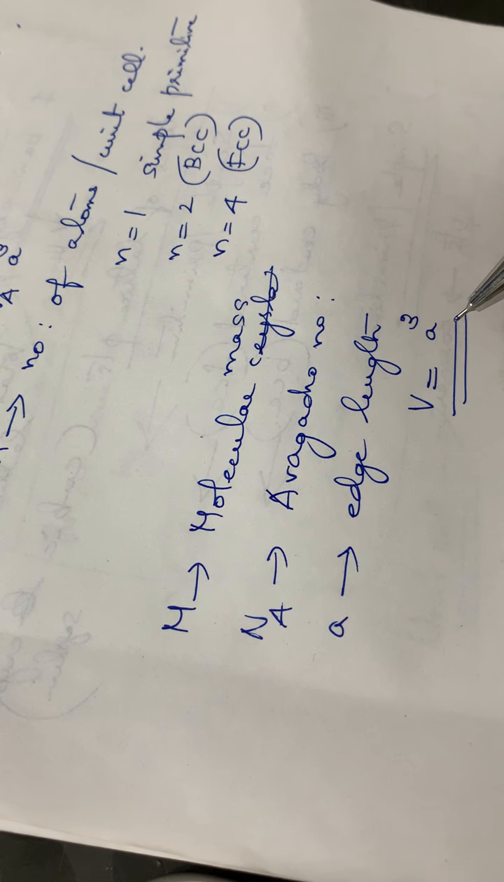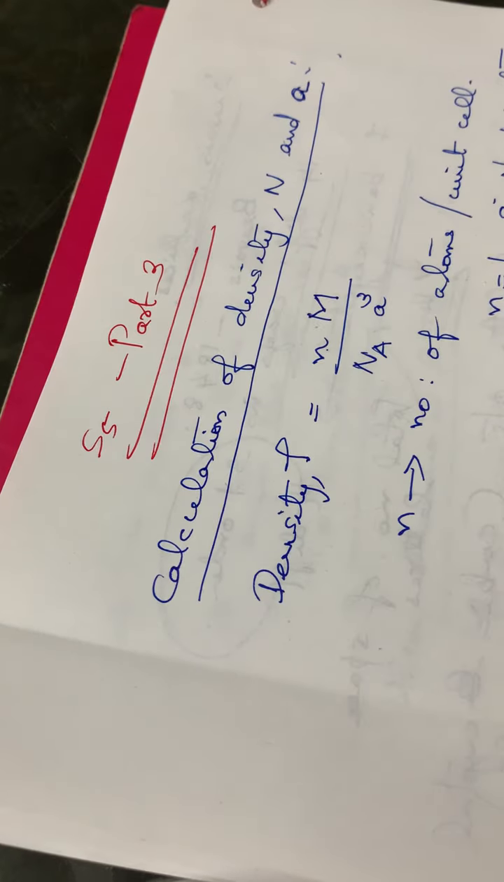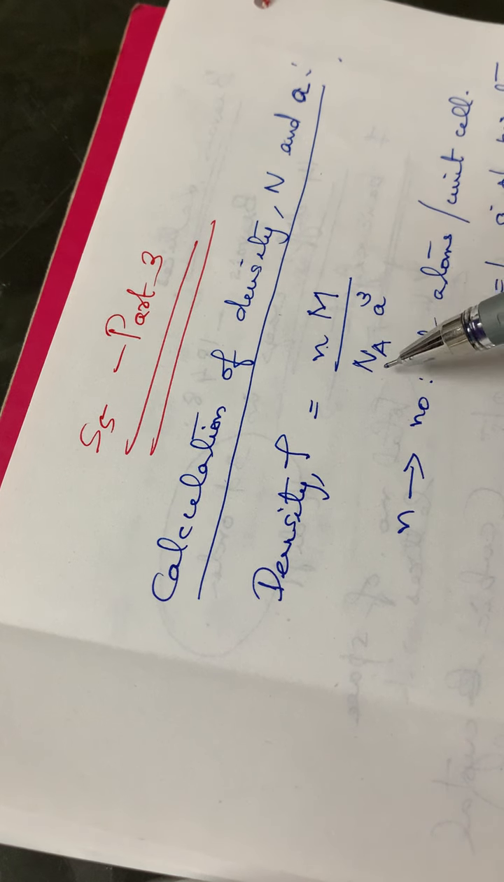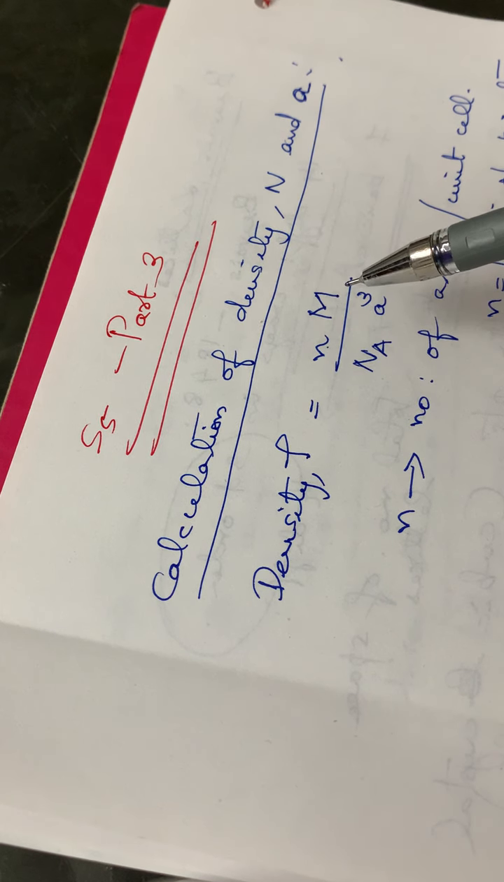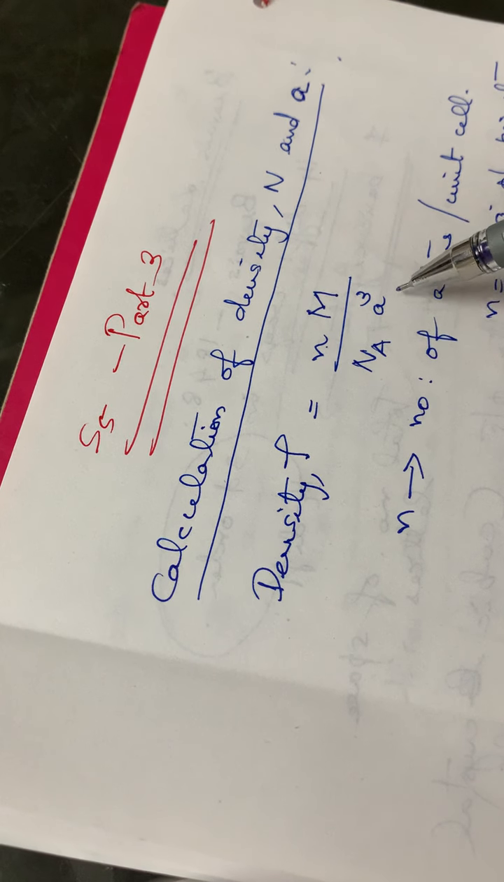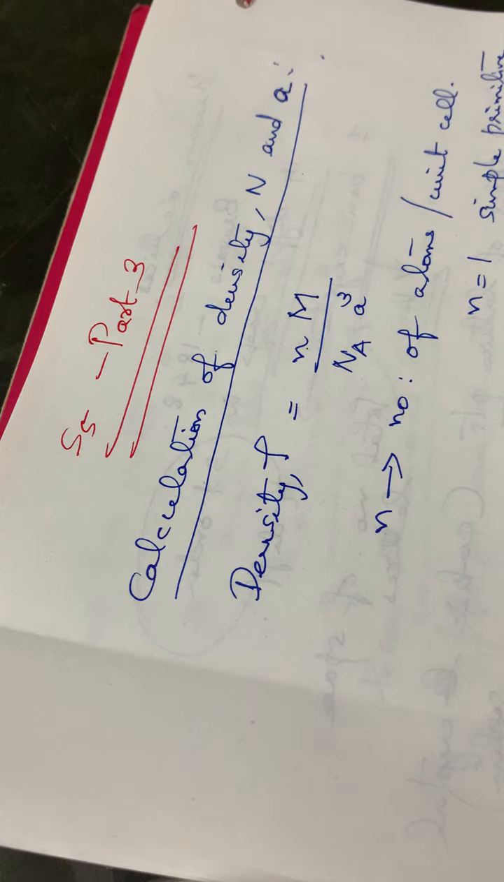So next we can go through the next topic, that is the laws of crystallography. I think you are thorough with the formula. Density rho is equal to n into capital M divided by N_A into a cube, where small n is the number of atoms per unit cell, M is the molecular mass, N_A is the Avogadro number, and a is the edge length. So next is the laws of crystallography.